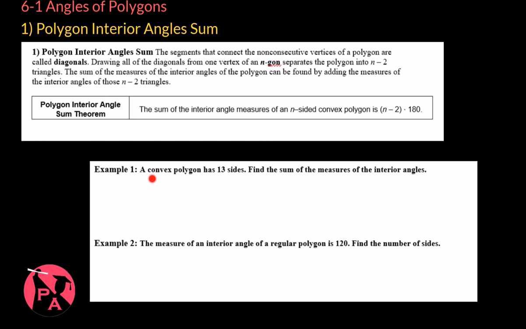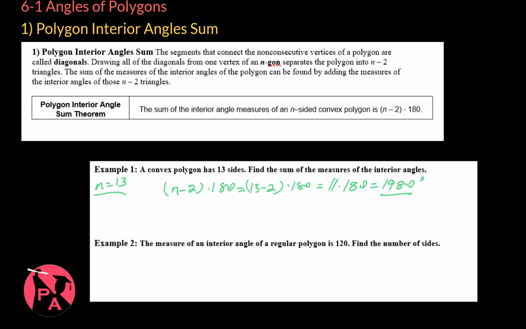So here we have an example. We have a convex polygon which has 13 sides. We are going to find the sum of the measures of the interior angles. So remember, n equals 13 for this question, and the formula to find the sum of the interior angles is n minus 2, 13 minus 2, and then times that number by 180. 11 times 180, we get 1980 degrees. So this would be the sum of all of the interior angles of a polygon that has 13 sides.